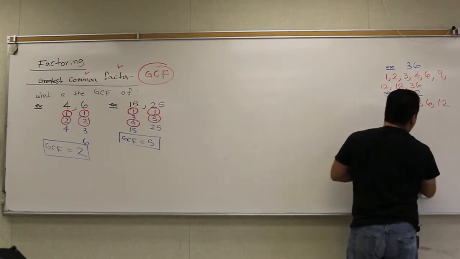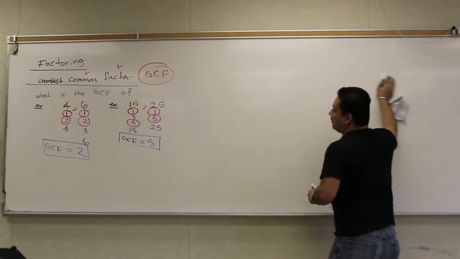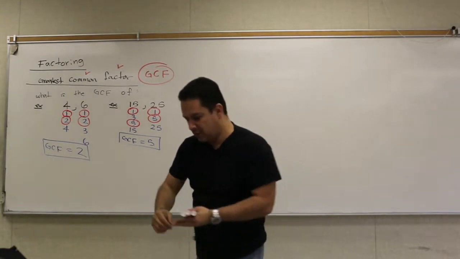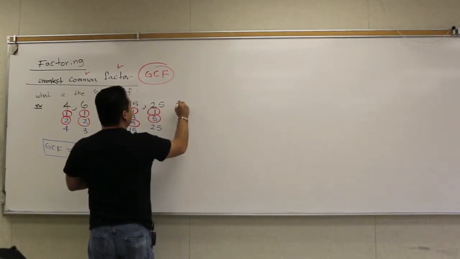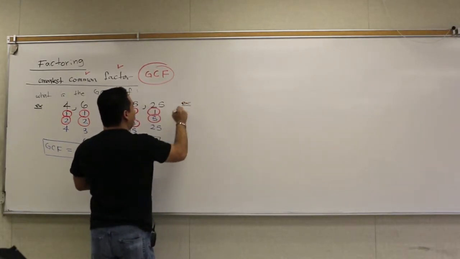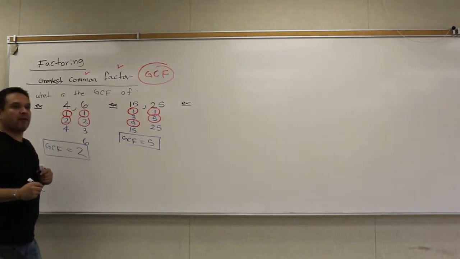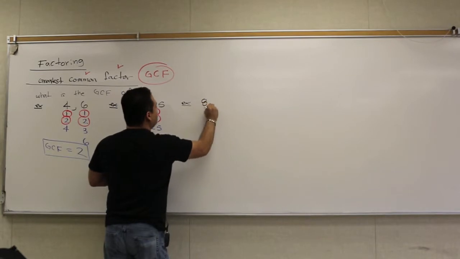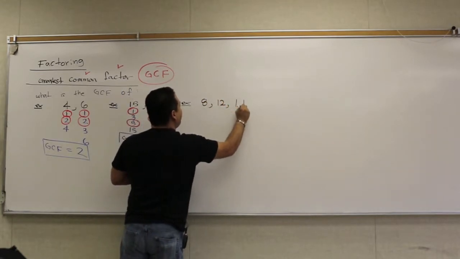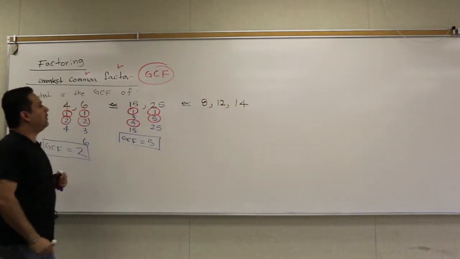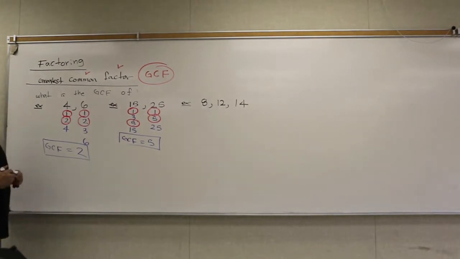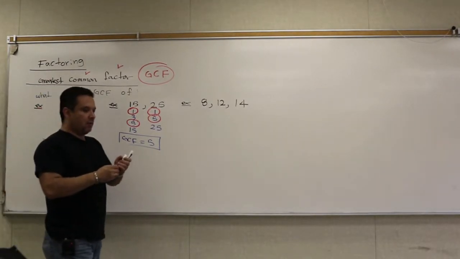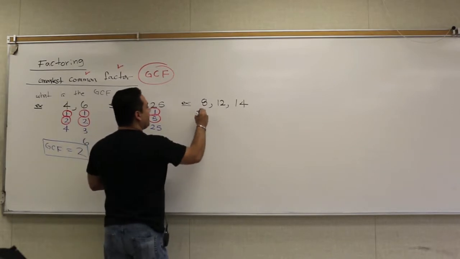Okay, so we're looking for greatest common factors now. Is there any limit to the number? Do I have to only look at 2 numbers for the greatest common factor? I mean, how about if they gave you 8, 12, and 14? What's the greatest common factor of these 3 numbers? I don't know. Let's list the factors.